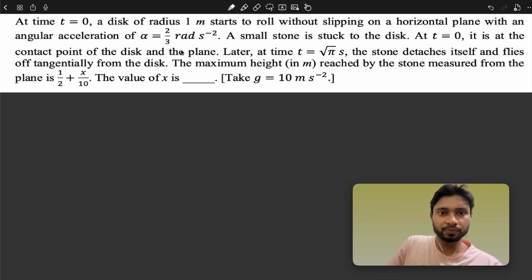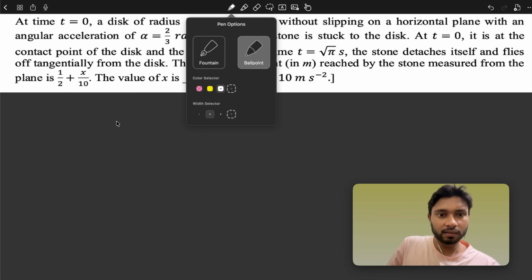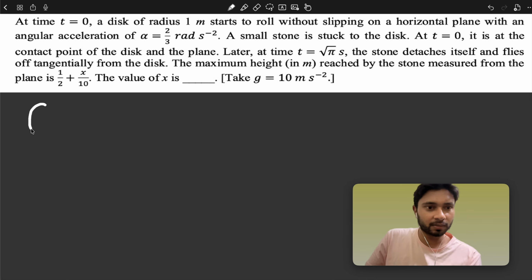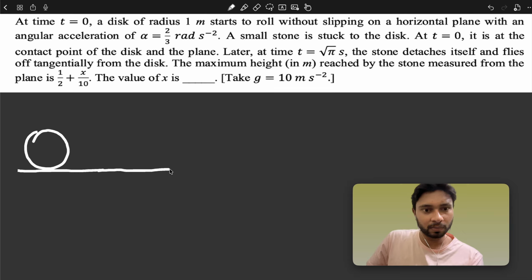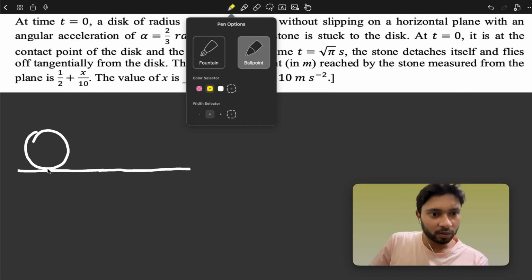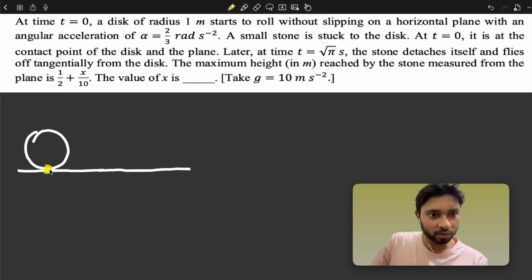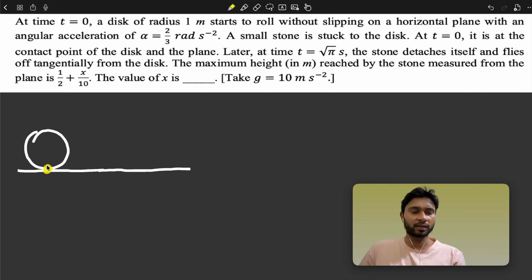Okay, so suppose this is our disk and this is our horizontal plane. Sorry, let me draw in a better way. At t equal to 0, here is our stone in yellow color. I am denoting the stone. At t equal to 0, it is at the contact point of the disk and the plane.